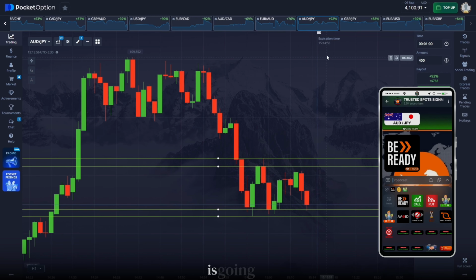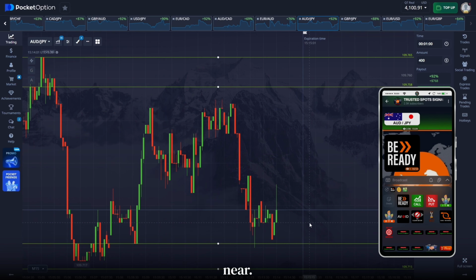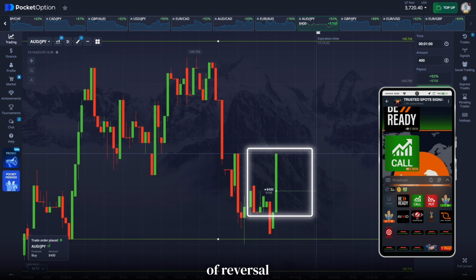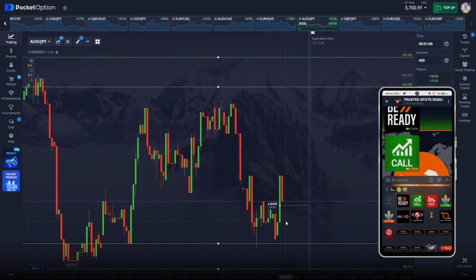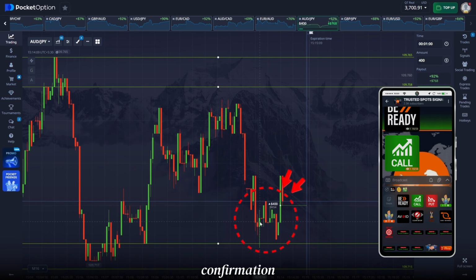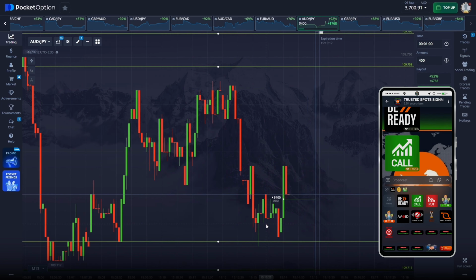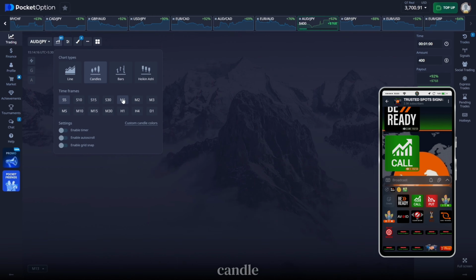Okay, the candle is going to close in the next 3 seconds. And the closing is also very near. So chances of reversal are high. I have placed the trade. The reason why I placed this trade is because we have this confirmation and this candle. So we have previous confirmation and the 1 minute candle closing.